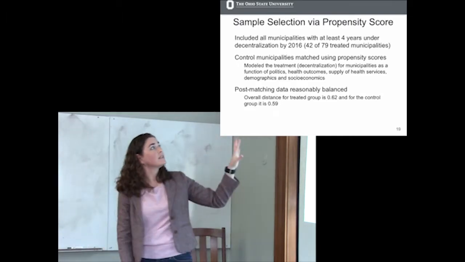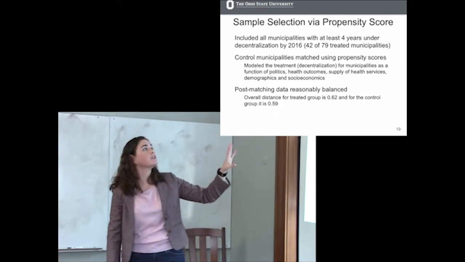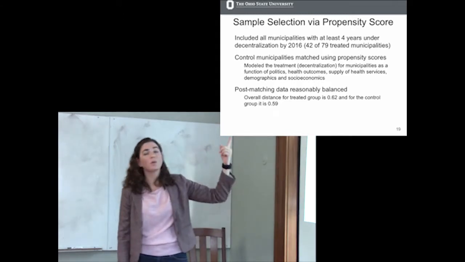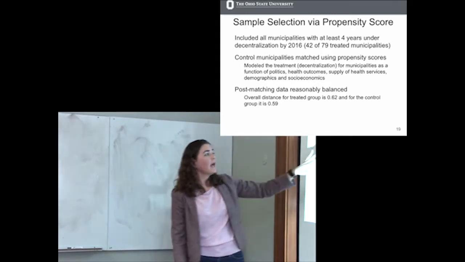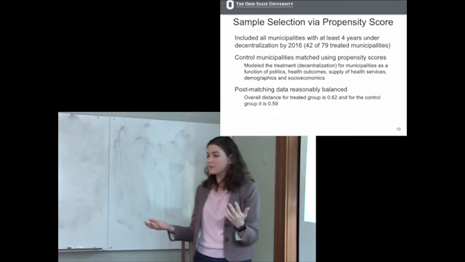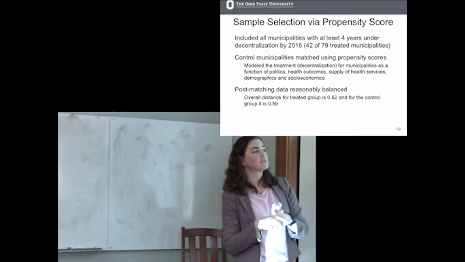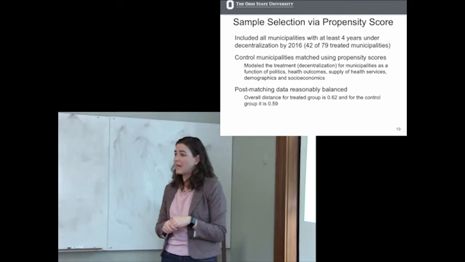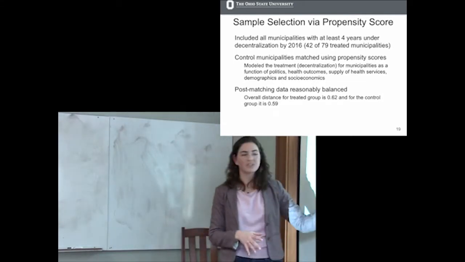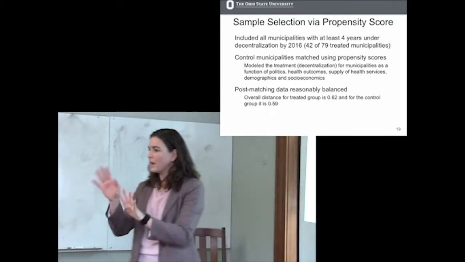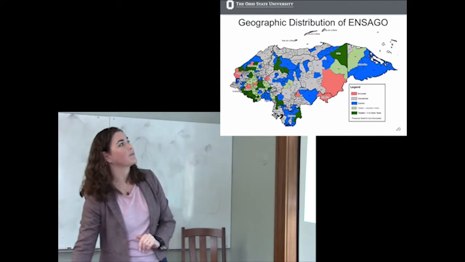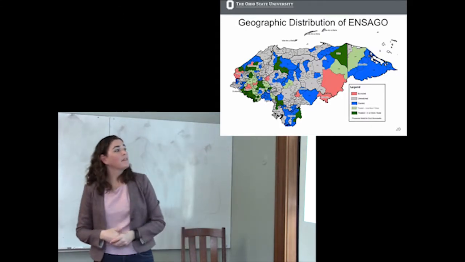So we selected all municipalities with at least 4 years under decentralization by 2016, which is when we started the survey. The control municipalities were matched, as I said. And the post-matching was quite reasonably balanced. If you know anything about propensity scores, the treated group distance was about 6.2 and the control group was 5.59, so not too shabby. We're doing robustness checks where we take a section of the treated group and sections of the control group and compare to see if our results hold, just to make sure our propensity score matching doesn't somehow mess it up.